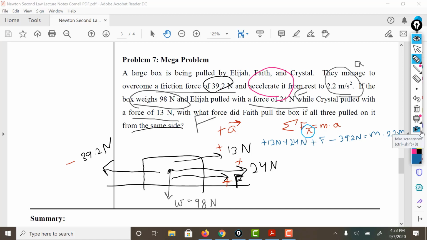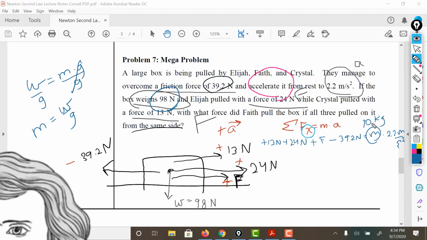What can we do to find the mass? We're given the weight. So if we give you the weight and we want the mass, weight is mass times gravity. If I want mass by itself, I divide both sides by gravity. I get mass is weight over gravity. So in this case, if I take the weight, 98 newtons, and divide it by the gravity, 9.8 meters per second squared, I'm going to go ahead and divide those two. I'm going to get 10 kilograms. So the mass is actually 10 kilograms.